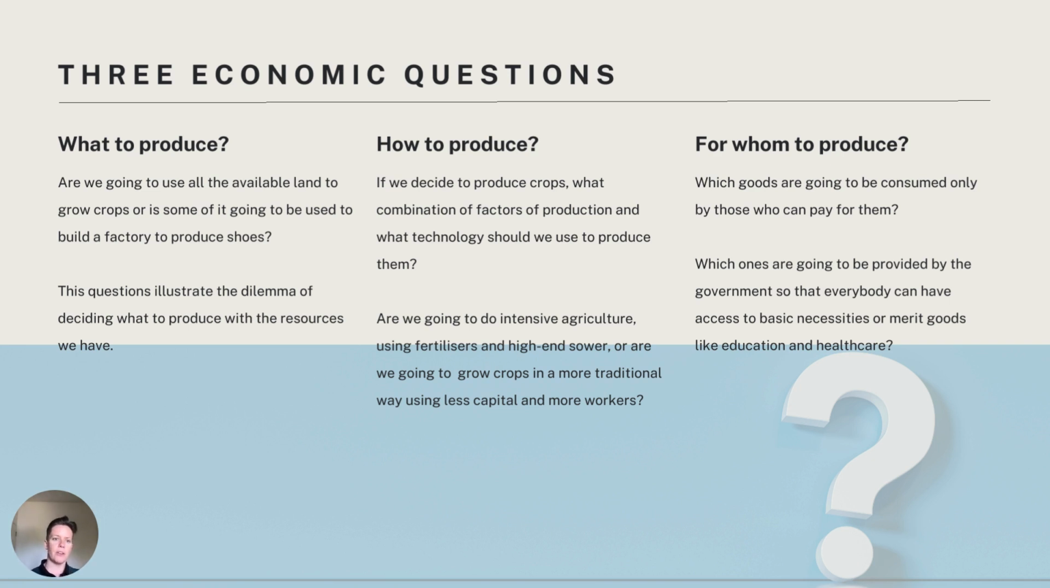So are we going to use all the available land to grow crops? Or is some of it going to be used to build factories to produce shoes? Who decides what we're going to produce, and how do we make that assumption? Have a think about it for a moment. What is it that drives producers to produce goods and services?